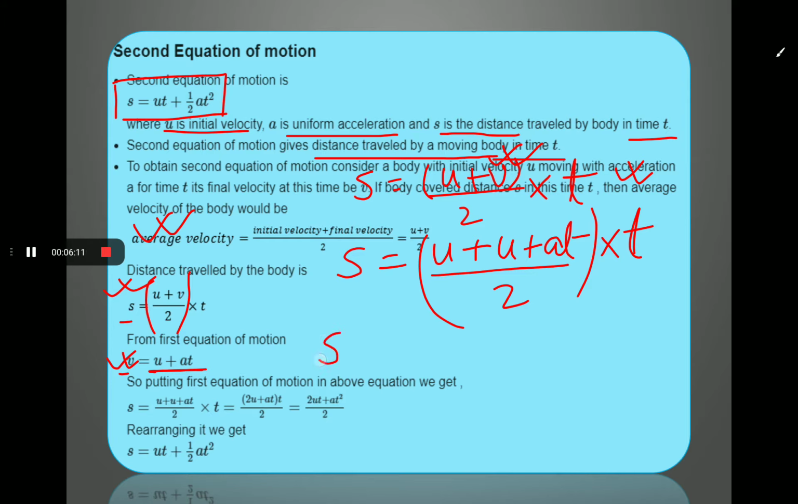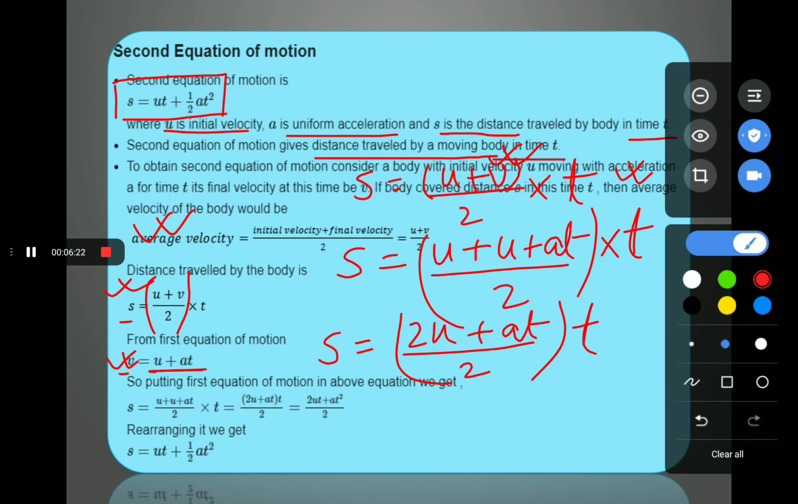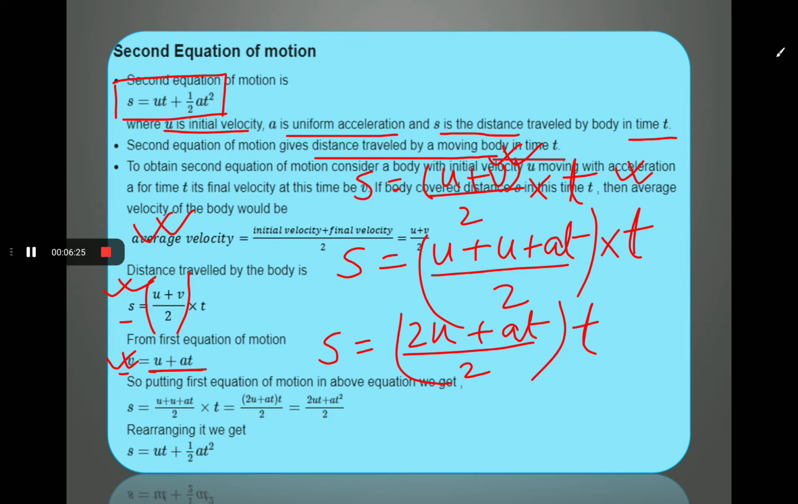So this equation becomes S is equal to 2u plus at by 2 multiplied with time. Now students, this equation can be solved as, here the t is multiplied with 2u and again the t is multiplied with at. So this becomes S is equal to 2ut plus at square by 2, and it can be written as S is equal to 2ut by 2 plus at square by 2.